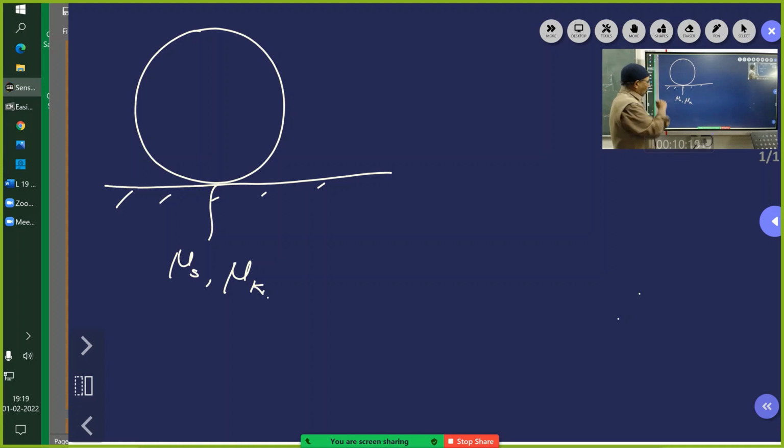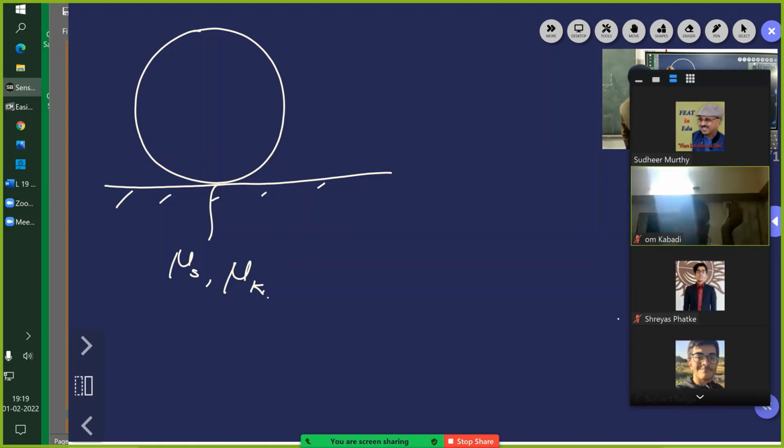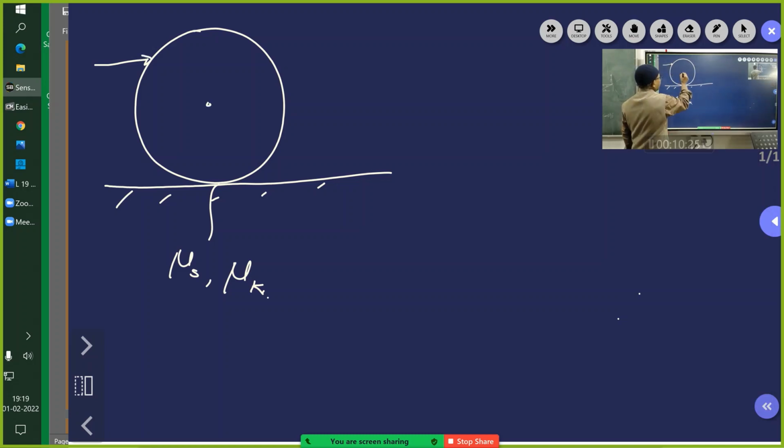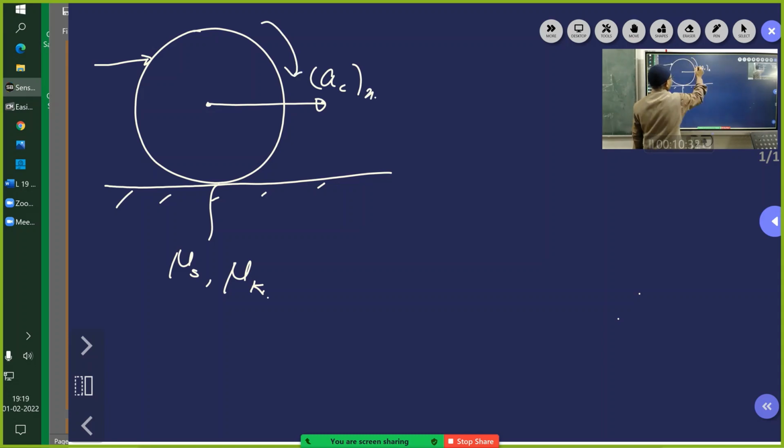First of all, we have seen that this force is applied. This will have this acceleration a_C of x, and it is having alpha like this, which we got from the previous discussion. Under this circumstance, this point is trying to move like this. Therefore, we will consider that there is a frictional force in this direction.